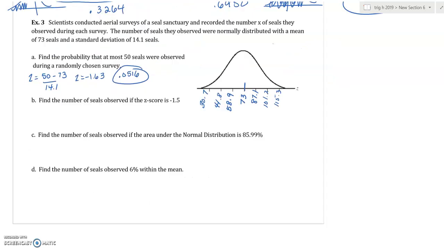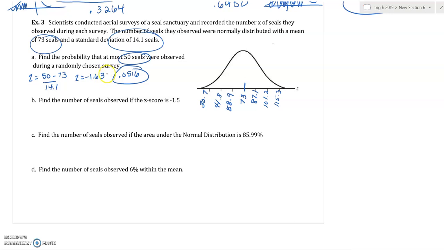All right, everyone. So they said that the average was 73 seals and a standard deviation of 14.1 seals. Now, remember, you can't have part of a seal. We would be rounding to whole seals only, please. But again, these are the numbers that we have. So again, rounded numbers. So we are going to look at the first one. It says find the probability that at most 50 seals were observed. So again, 50 seals, that's your X value, that's your data.